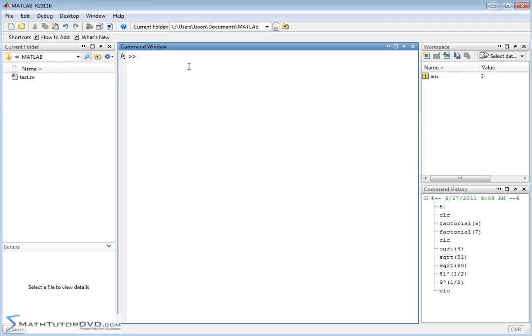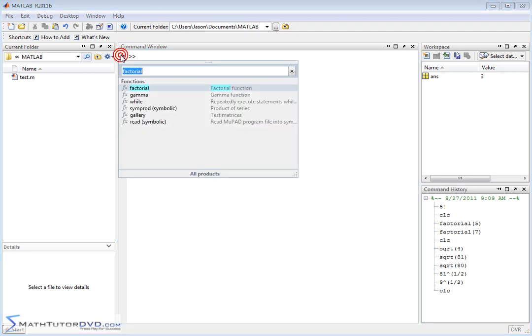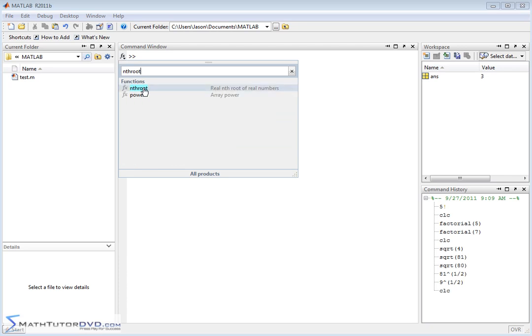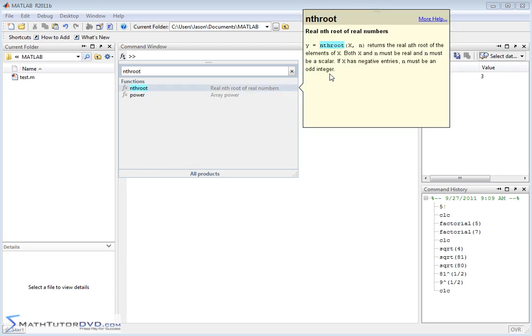Now, if you'd like to take a root of a number that's not a square root, maybe a cubed root or a 4th root or a 5th root, there is a function for that. To demonstrate, I want to show you how you might use the help system if you happen to forget the syntax. You just type in nthroot. There is a function called nth root of real numbers. It says you pass it 2 values. The first one is a number. The second one is whatever root you're trying to take, and it should return the nth root.